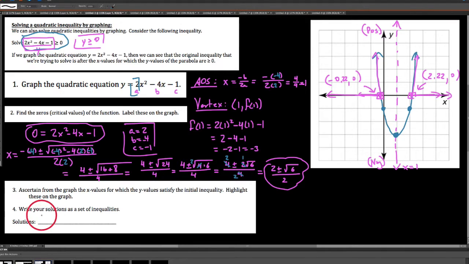So our initial graph here tells us that our solutions must be either these. We say x is less than or equal to, it could be or equal to, given this initial or equal to relationship here, this negative 0.22. And we could say and also x values that are greater than or equal to, or to the right of this x value here, which we determined as 2.22. Those, when plugged in, caused our y values to be greater than or equal to 0.